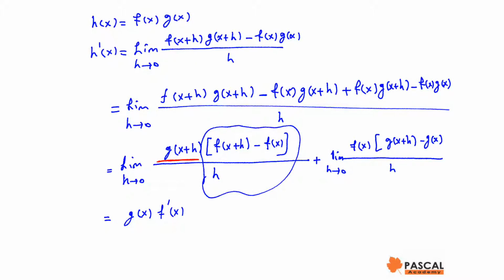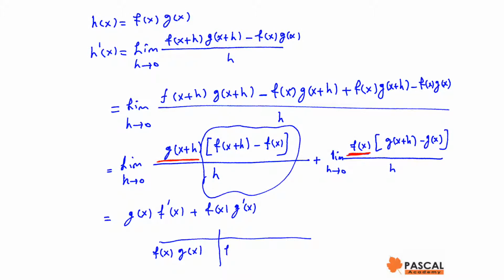In the second part, we use the limit of multiplication again. The limit of f of x is f of x. It's constant basically. And the limit of g of x plus h minus g of x over h as h approaches 0 is g prime of x. Therefore, the derivative of f of x, g of x is f prime of x, g of x plus g prime of x, f of x.